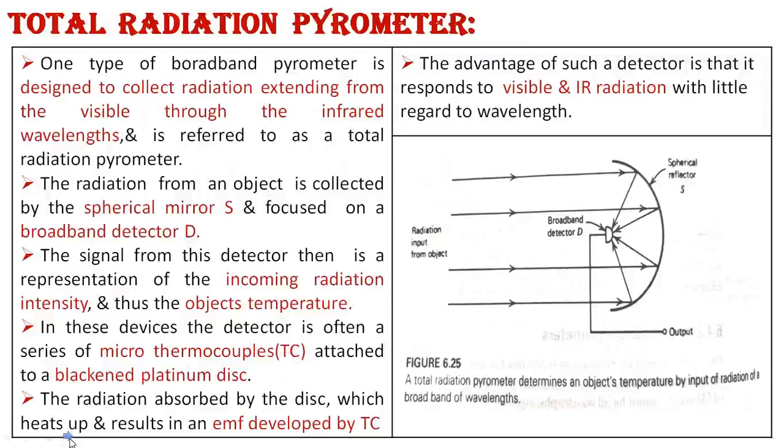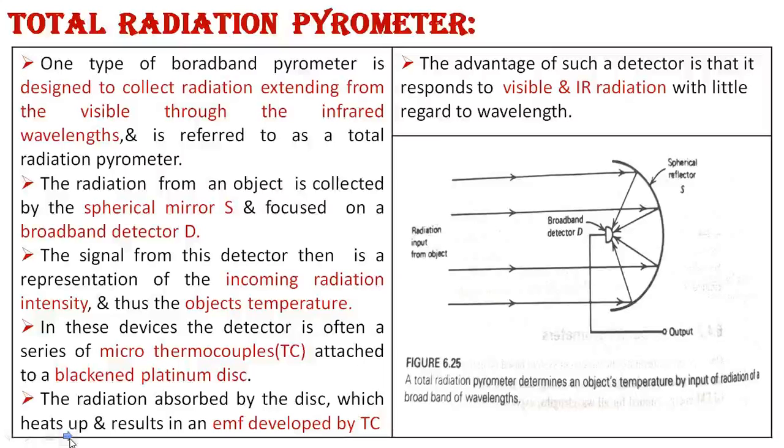Next one is the total radiation pyrometer. That diagram shows how the total radiation pyrometer determines the object temperature by input radiation of a broadband of wavelengths. One type of broadband pyrometer is designed to collect radiation extending from the visible through the infrared wavelengths and is referred to as a total radiation pyrometer.